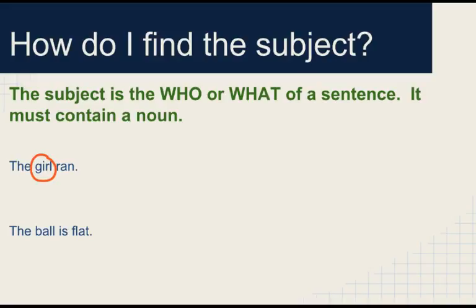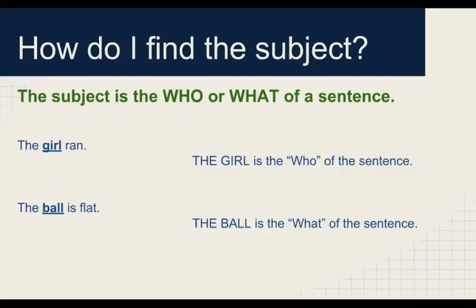She is the one who is doing the action. The ball is flat. The ball is our subject because the ball is doing the action in the sentence. It is being flat. So the girl is the who of a sentence, the ball is the what of the sentence.